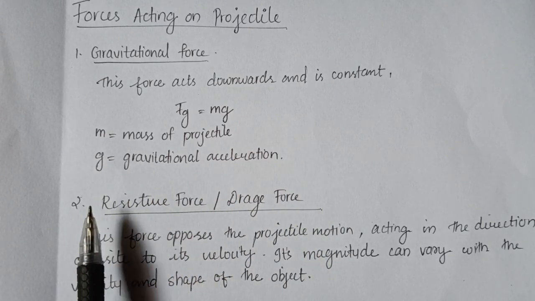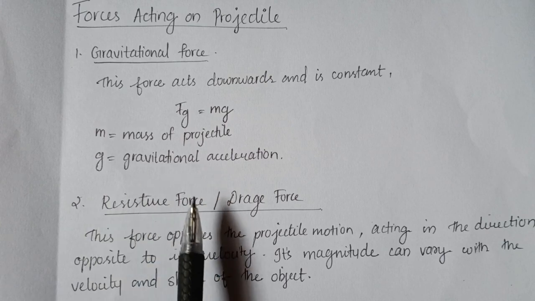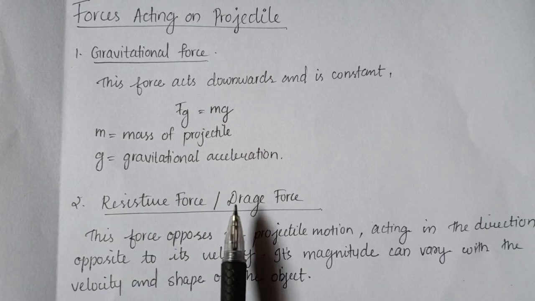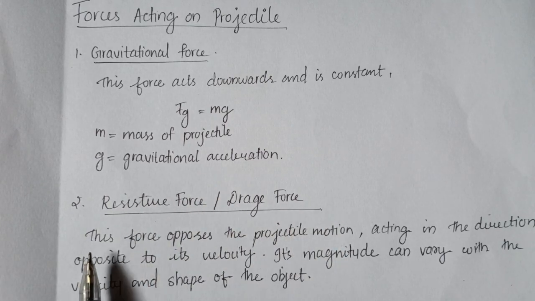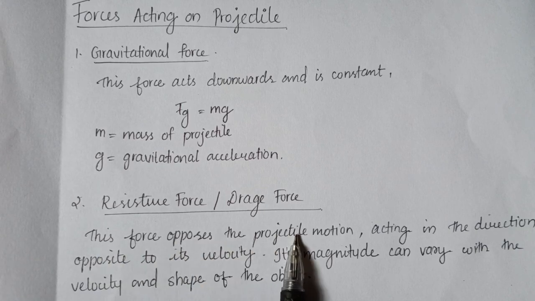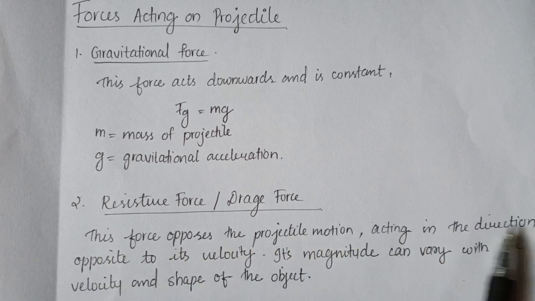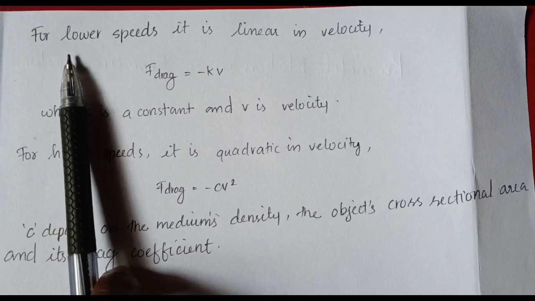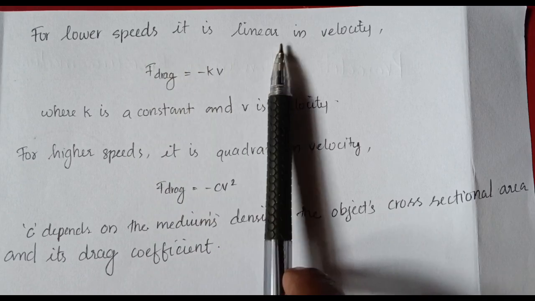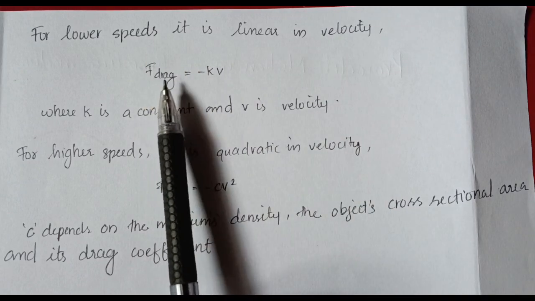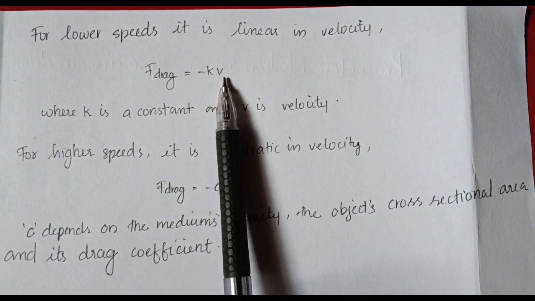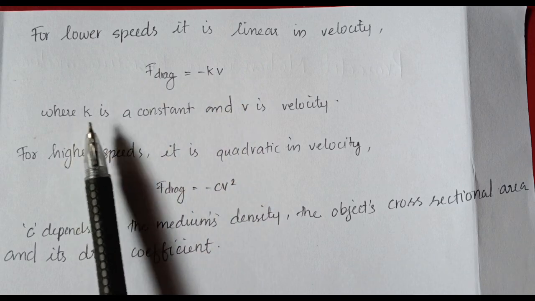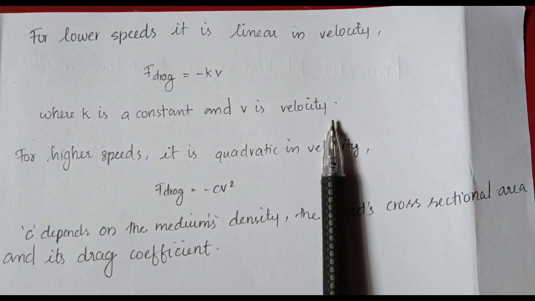The next force which influences the range and height is the resistive force or drag force. This force opposes the projectile motion, acting in the direction opposite to the velocity. Its magnitude can vary with velocity and shape of the object. For lower speeds, it is linear in velocity, which is F drag is equal to minus kv, where k is a constant and v is velocity.